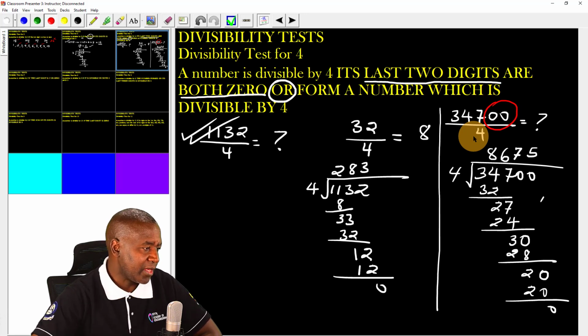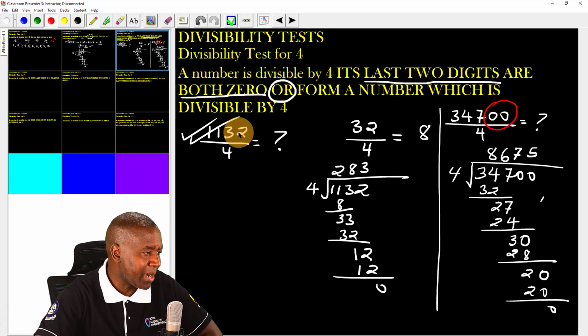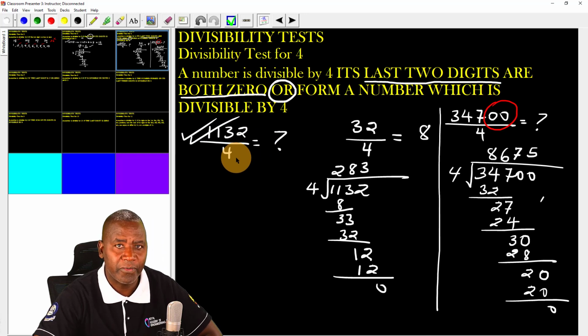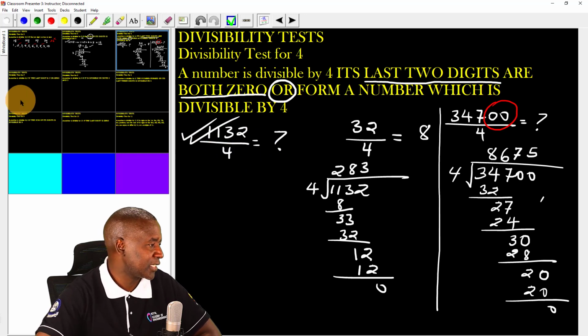If the last 2 digits form a number which is divisible by 4, then I just need to test this last part. If it is divisible by 4, then I know the whole of that number is divisible by 4. I hope that one is clear.